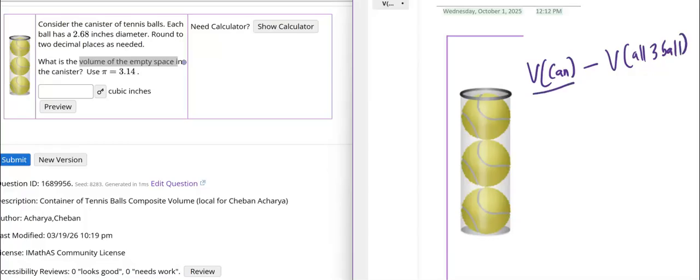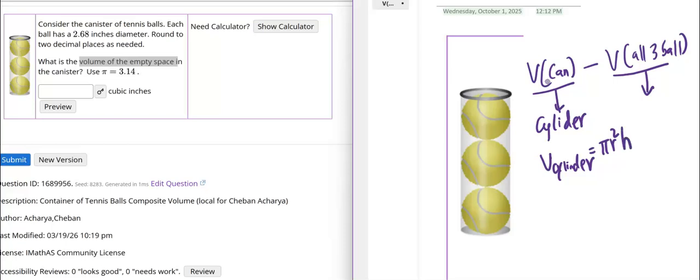So if you find the volume of the can, and the volume of all three balls, and you subtract them to find the volume of the empty space, that's how you do it. So remember the can is a cylinder. Okay, so what's the volume of a cylinder? It's going to be pi r square h. So you need the radius and the height of the cylinder to find its volume.